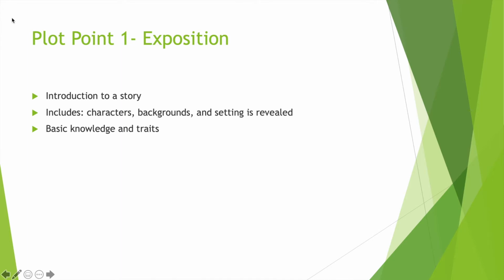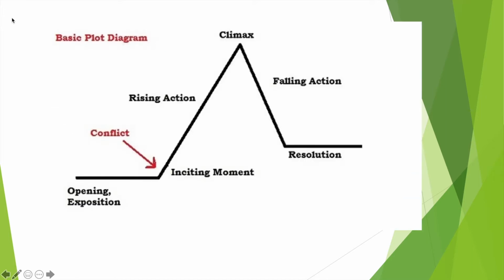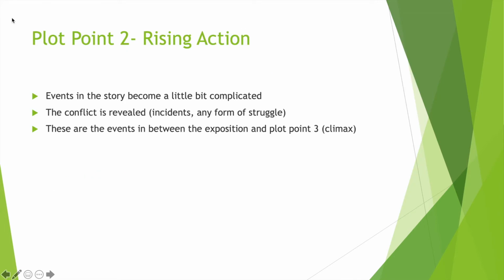Our first point, which is the exposition, is an introduction to a story which includes characters, backgrounds, and setting. And it's the basic knowledge and traits of these materials. So you'll see that this is the beginning, which is the exposition on our Little Mountain plot map.